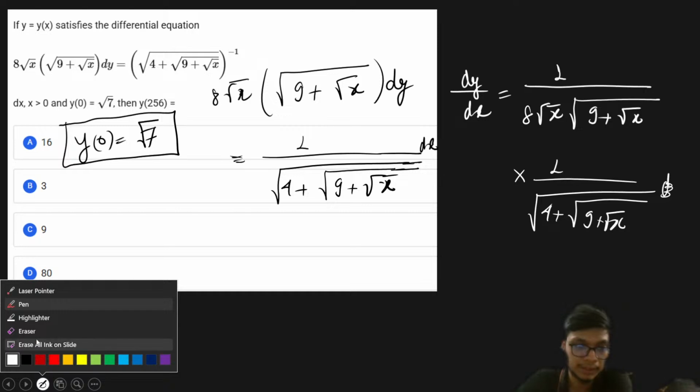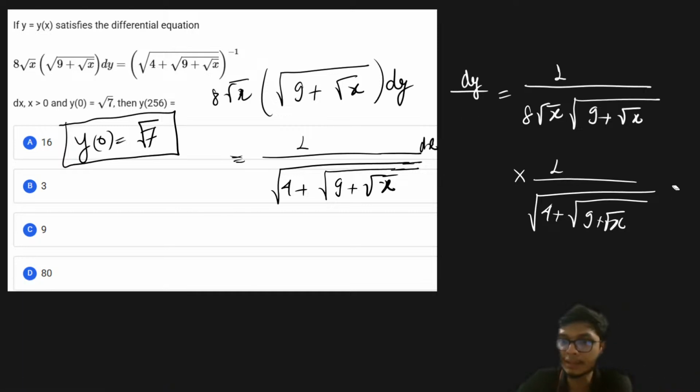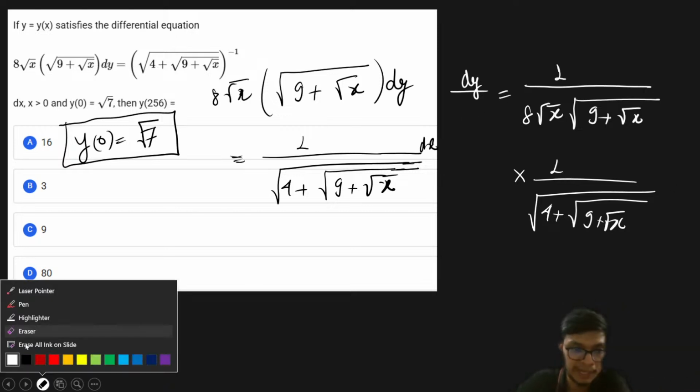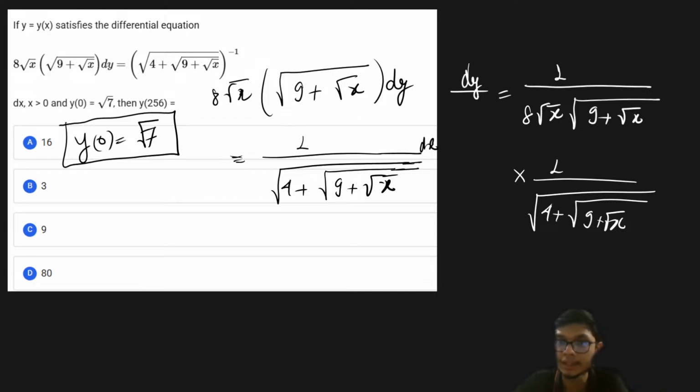Now this is a simple variable separable form. So let us keep the y on this side and x on this side, and then if I integrate on both sides indefinitely, I will get the solution, right? But the integration is quite challenging over here. So how will you proceed with the integration? If you are very new to this particular kind of integration problem, then it might be a little bit difficult at the beginning, right?